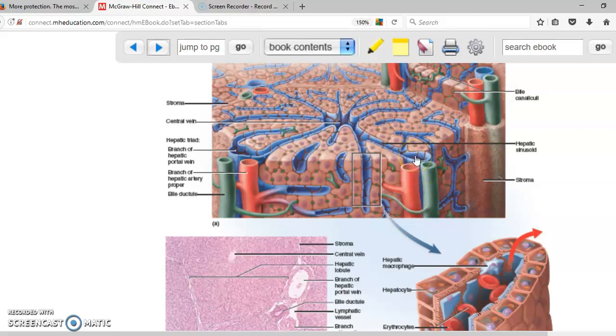This vein right here is the branch of the hepatic portal vein. This artery right here is the branch of the hepatic artery. And this bile ductule right here is the one that is going to collect the bile. So, very important: hepatic triad, hepatic lobule, hepatocyte, each one of these little cells. In the middle, you have the central vein. In addition to that, you also have Kupffer cells, which are the cells that are going to digest debris and microorganisms. So the Kupffer cell is part of your lymphatic system or your immune system.